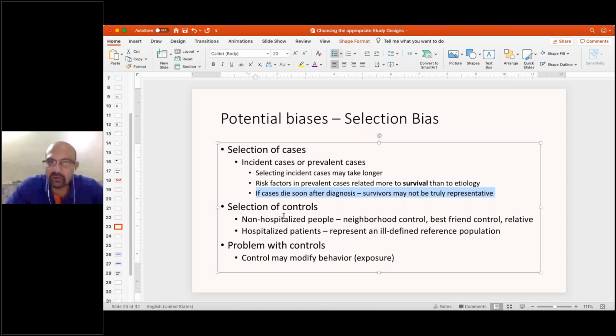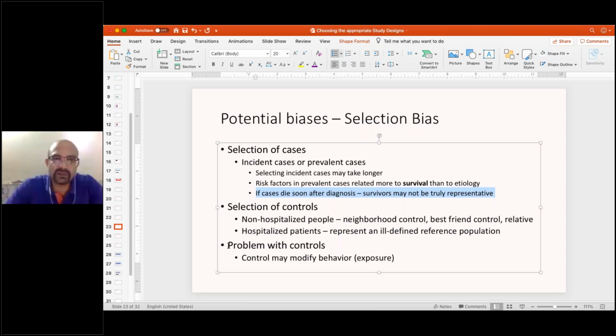The selection of controls is another important question that you would have to decide when you are designing your study, in which case you would have to choose between either non-hospitalized people versus hospitalized people. In non-hospitalized, we generally take neighborhood controls. We might take a best friend control or a relative control. The problem with hospital controls generally is that they are an ill-defined reference population, but at many times we do take hospitalized patients.